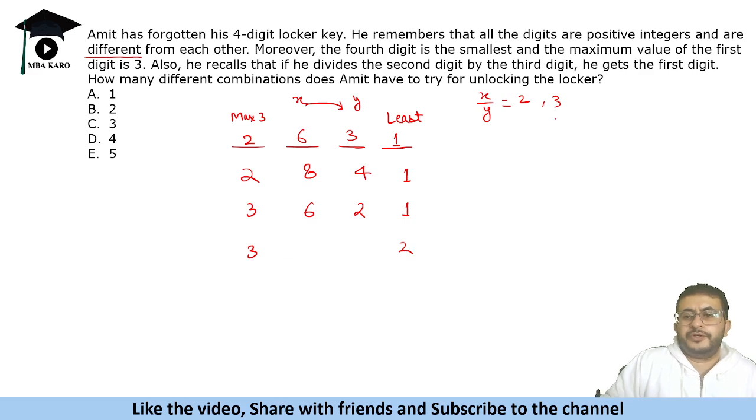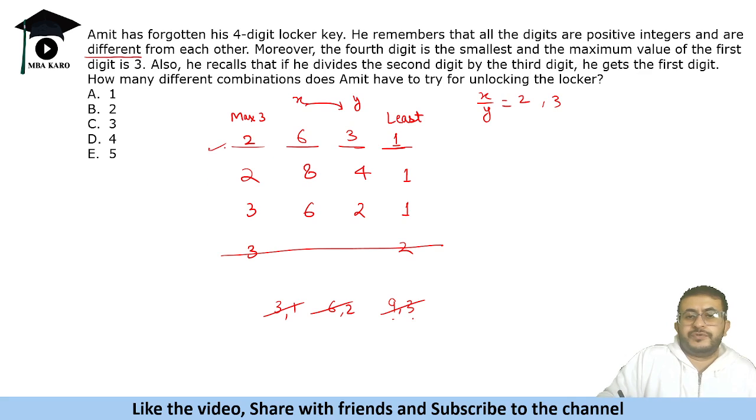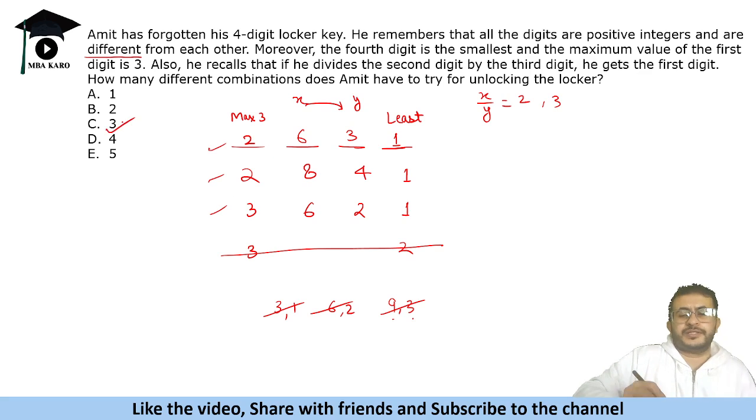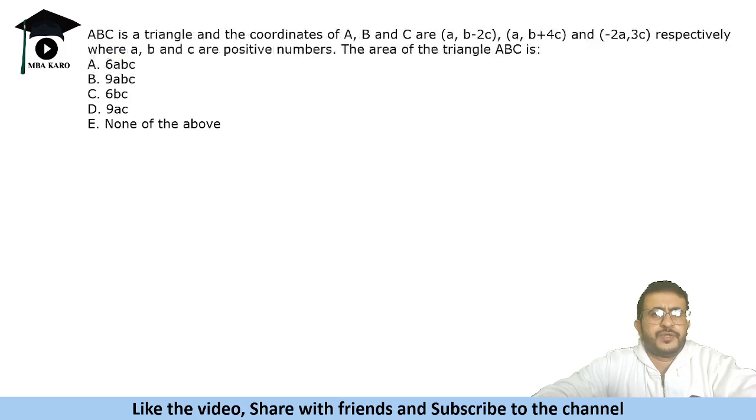So 3 and 2, we need to make a ratio of 3. So either we have 3 1 or we have 6 2 or we have 9 3 also. 3 possibilities. But 3 1 is not possible because 3 is used. 6 2 is not possible because 2 is used. 9 3 is not possible because 3 is already used. So we cannot have any more cases. So we have 3 possible combinations. It was a good question, testing your basic skills of numbers. Alright, let's see the next question.